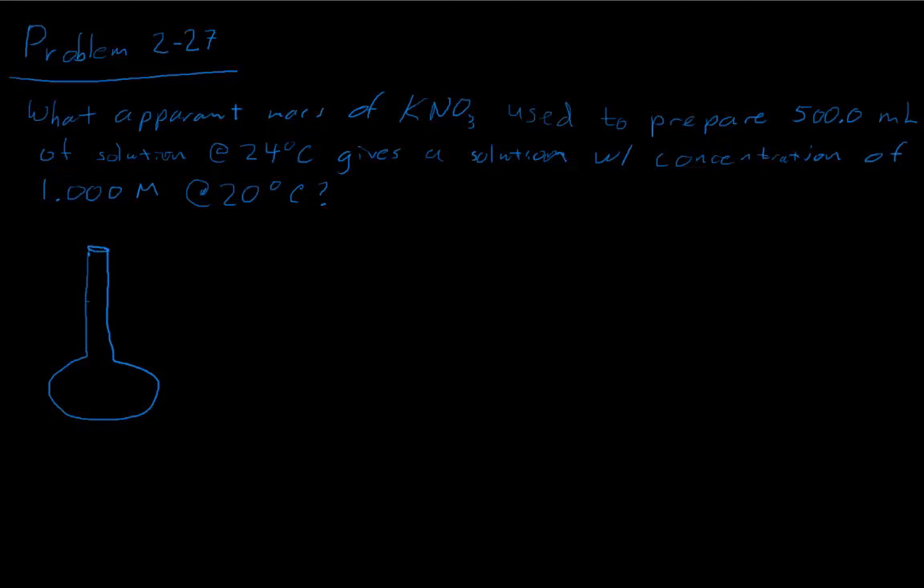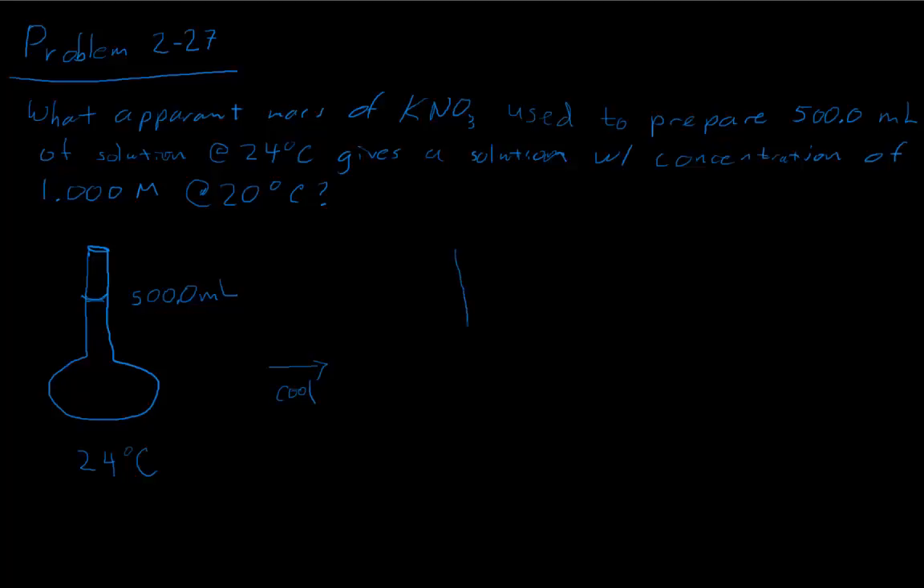So here's a volumetric flask. This is a 500 milliliter volumetric flask, and this mark here at the top is the 500 milliliter mark. What we're going to do is we are at a temperature of 24 degrees Celsius when we mix up this solution. We're going to have the meniscus sitting right here on top of the marking line there. So what's going to happen if we were to cool this solution down to 20 degrees Celsius?